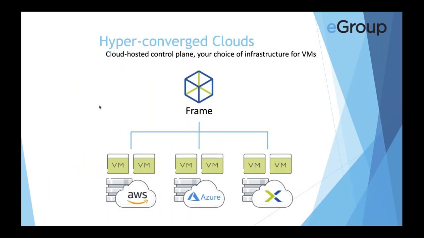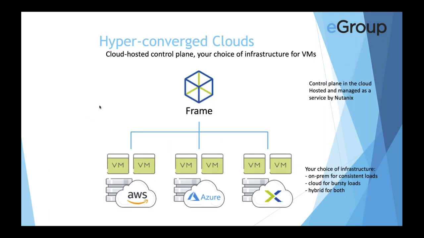So hyperconverged clouds, right? How does Frame really work here? The control plane for Frame is hosted in the cloud, meaning there's nothing we're managing for Frame. There are no on-prem infrastructure requirements, no software VMs that we have to manage for Frame. That's completely hosted in the cloud by Nutanix. They manage the management side of it, but we have full tenancy to our own infrastructure, our own instance of Frame, to be able to manage.